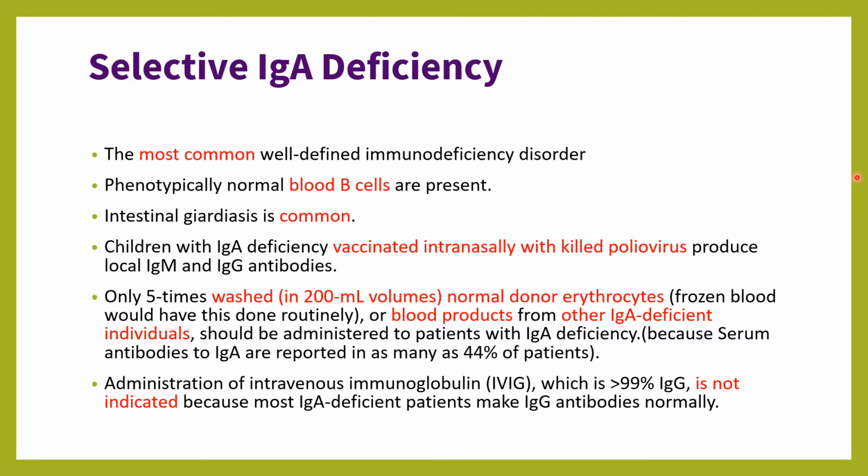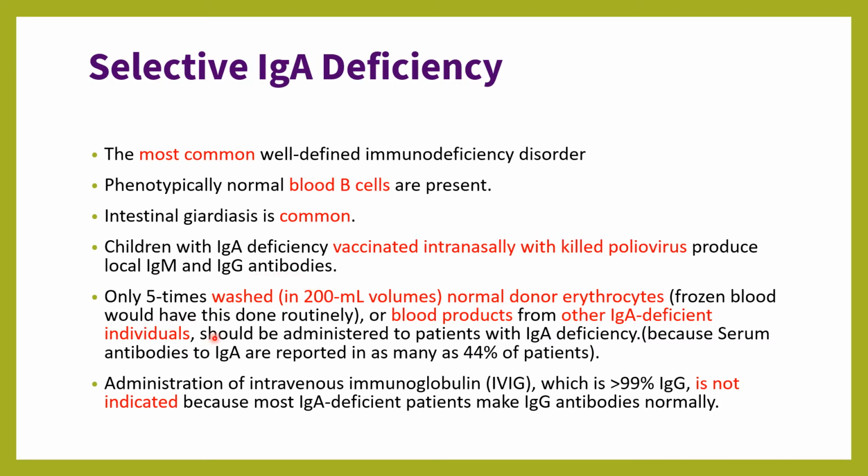Moving to selective IgA deficiency. It is the most common, well-defined immune deficiency disorder. It also has phenotypically normal blood B cells present. Okay. Intestinal giardiasis is common in this condition, and really it came up in questions, so remember that. Children with IgA deficiency vaccinated intranasally with killed poliovirus produce local IgM and IgG antibodies.